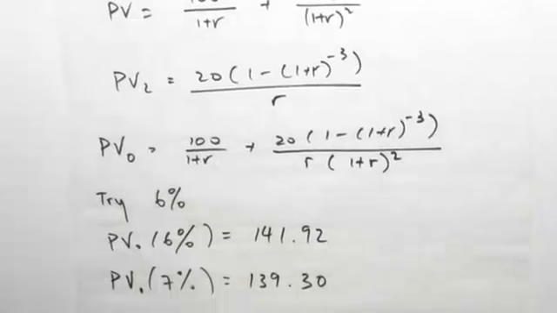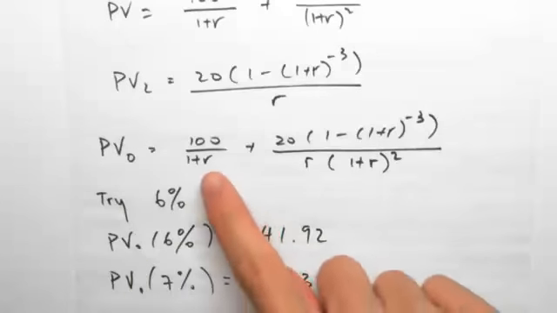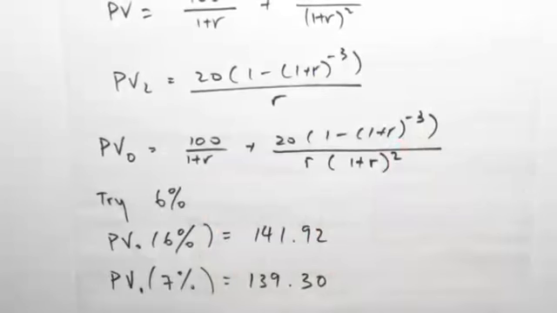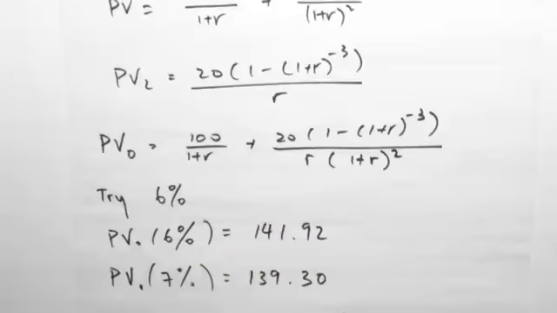So to reduce the present value, we will increase the interest rate. Okay, so we increase it to 7%. We find that if we put 7% into here, here, here, and here, we get the present value to be 139.30, which is good, because now we know our present value of 140.5 is somewhere in between 6 and 7. So now with these two values, we're going to linear interpolate to find what the actual interest rate is.